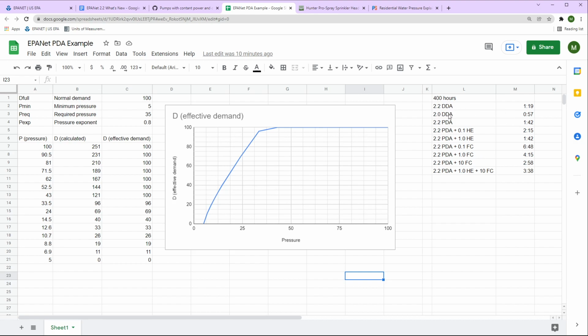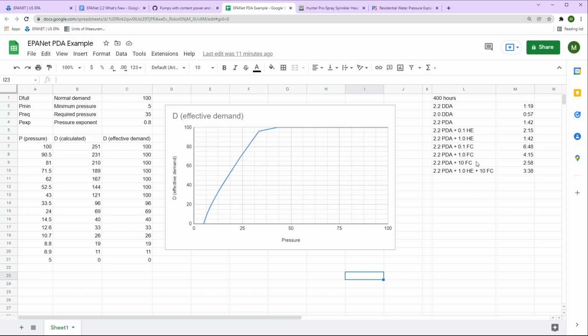I did a model that I use at work. I put the duration as 400 hours. I solved it with the older version, EPANet 2.0, so the baseline for this and some other testing is just under a minute.